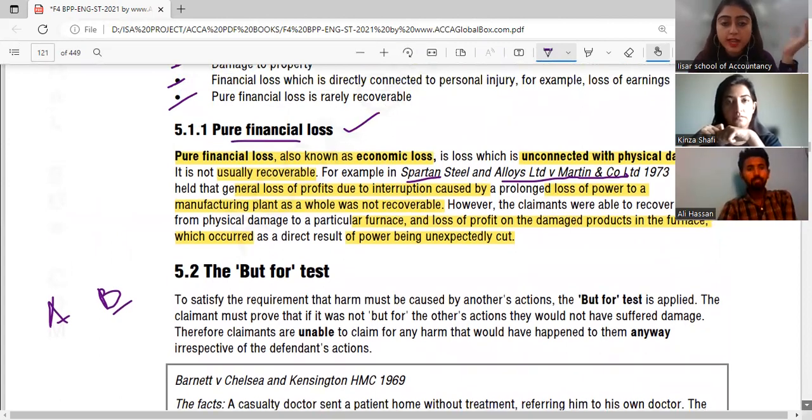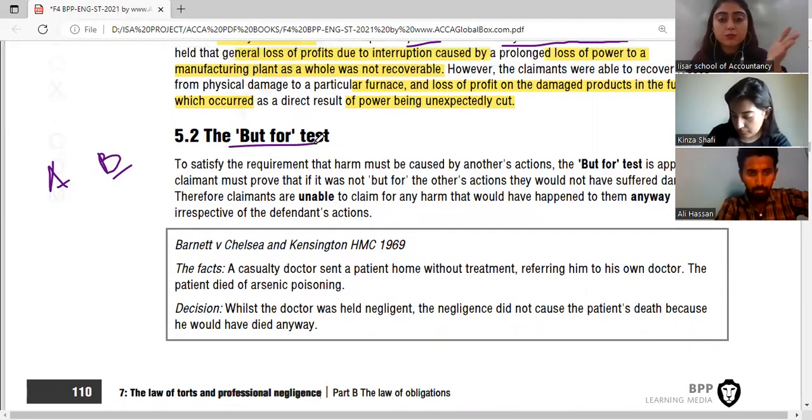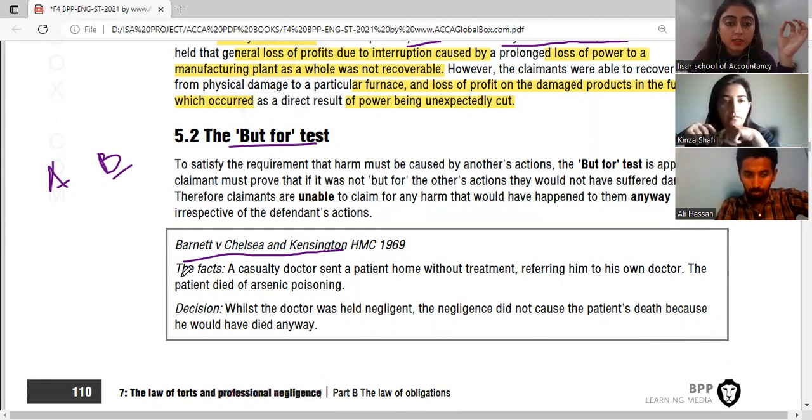Now the next scenario, the but for test. What is this but for test? Please read the case: Barnett versus Chelsea and Kensington HMC, 1969. The facts, Ali.